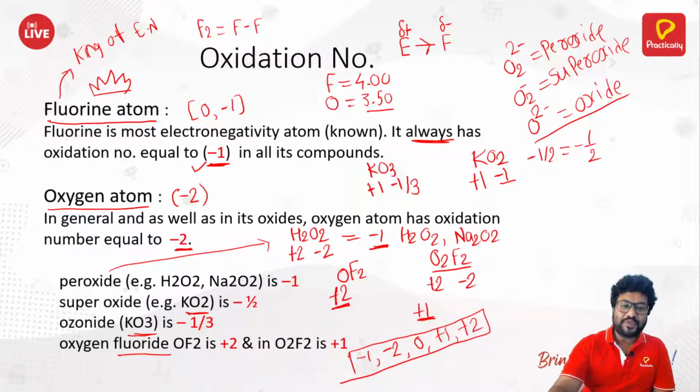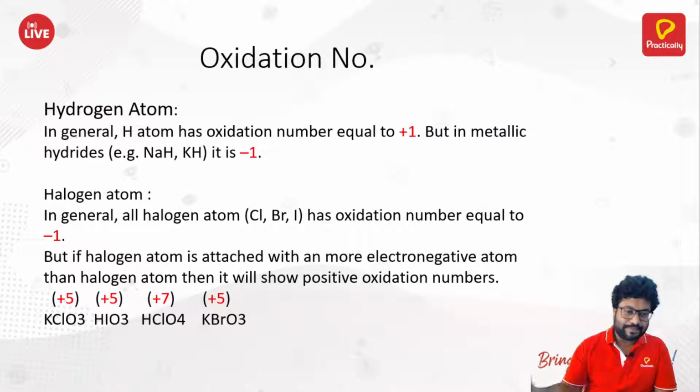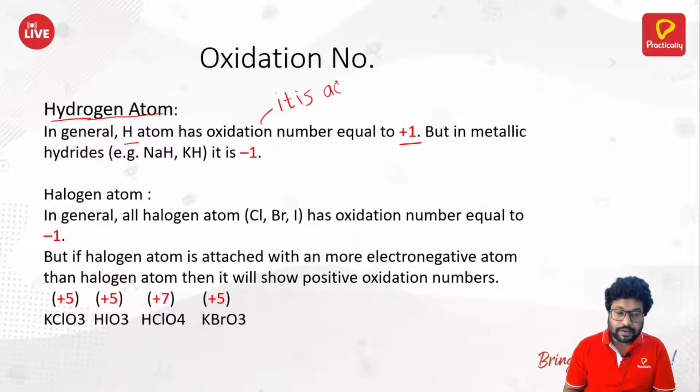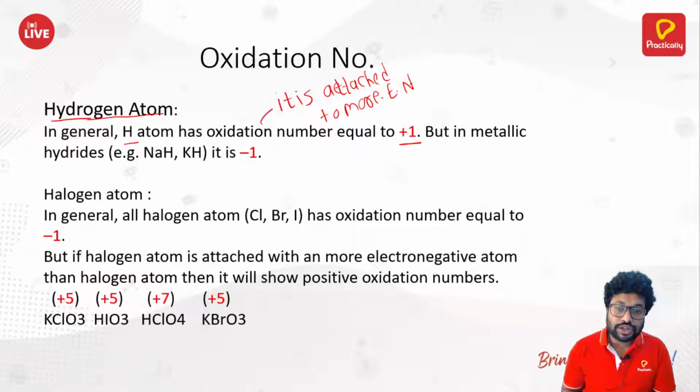Okay, so moving ahead, hydrogen atom. Now for the hydrogen atom, in general, hydrogen has oxidation number equal to +1. But it will be +1 whenever it is attached to a more electronegative element. Whenever your hydrogen is attached to a more electronegative element, its oxidation state would be +1.